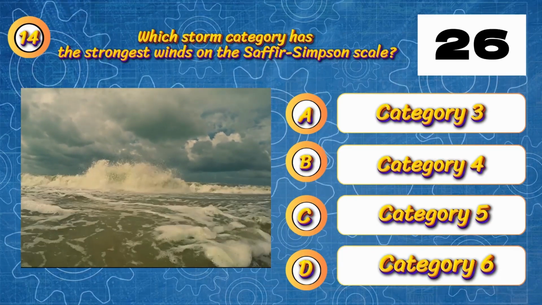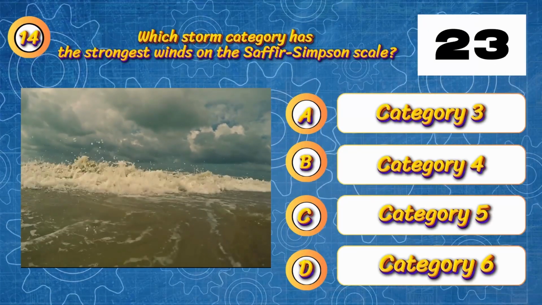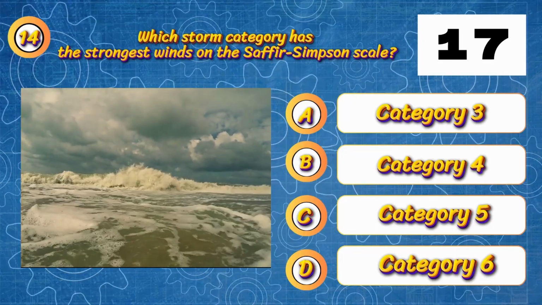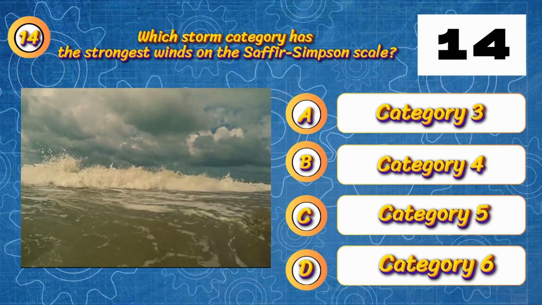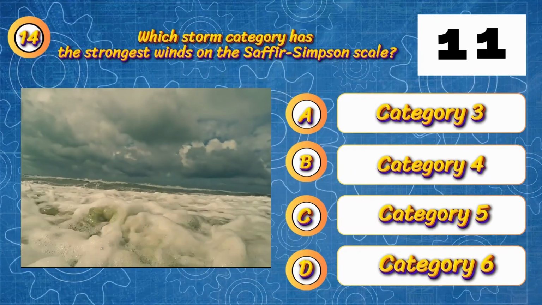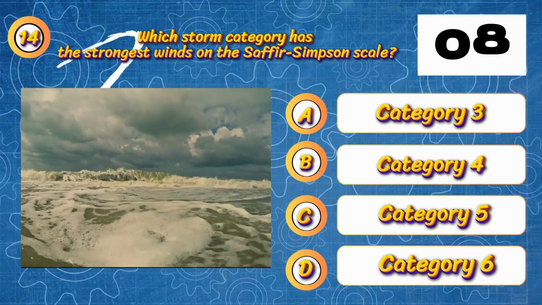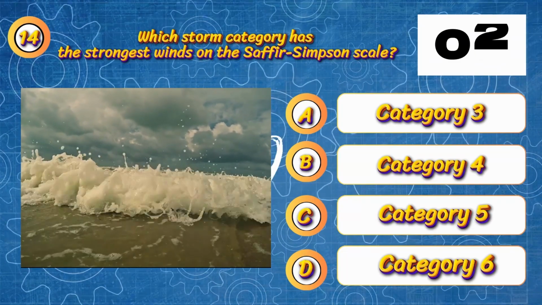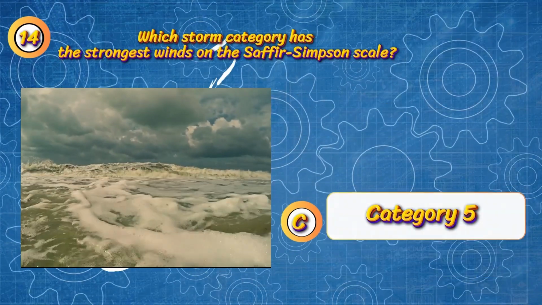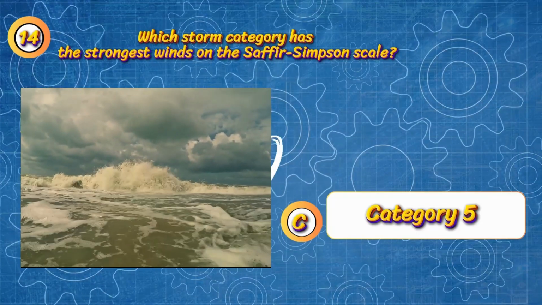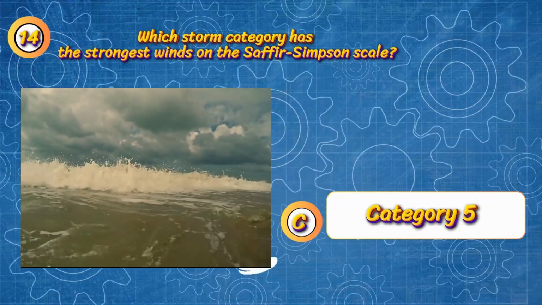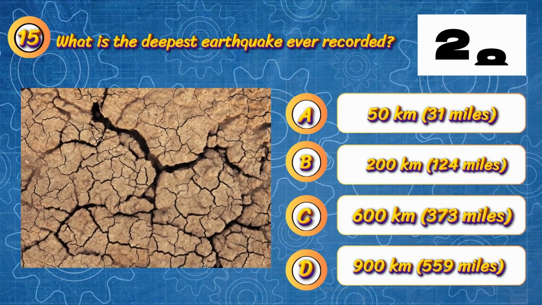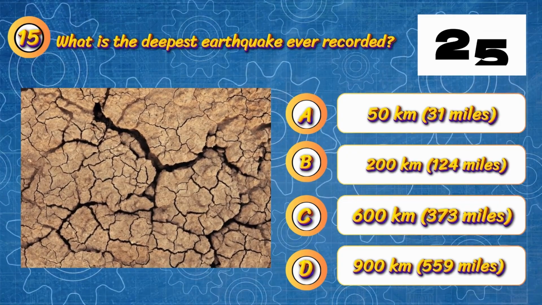Question 14. Which storm category has the strongest winds on the Saffir-Simpson scale? A. Category 3. B. Category 4. C. Category 5. D. Category 6. C. Category 5. Category 5 hurricanes have winds over 157 miles per hour, 252 kilometers per hour, and cause catastrophic damage.